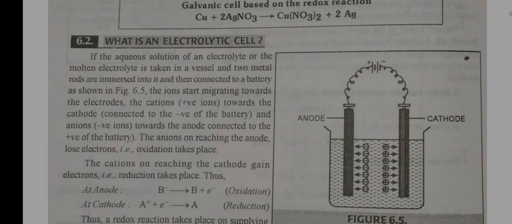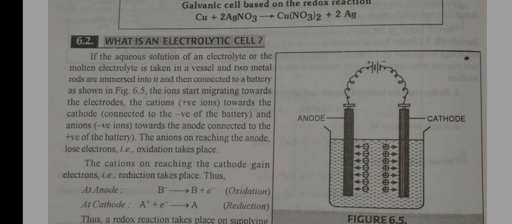What is an electrolytic cell? If the aqueous solution of an electrolyte or the molten electrolyte is taken in a vessel and two metal rods are immersed into it and then connected to a battery, the ions start migrating towards the electrodes. The cations, positive ions, move towards the cathode connected to the negative of the battery, and the anions, negative ions, towards the anode connected to the positive of the battery.